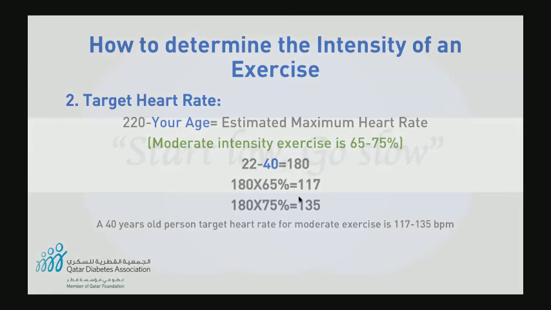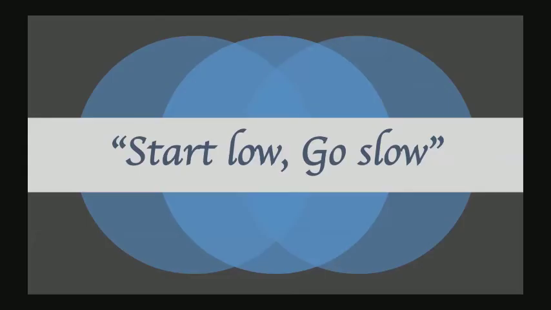The golden rule for everyone who wants to start exercising is always start low and go slow. And take this seriously, because really you need to start low and go slow. As you start low and go slow, you will see and feel the changes in your body, and this is going to motivate you. You are not obliged to achieve the 150 minutes per week right away.